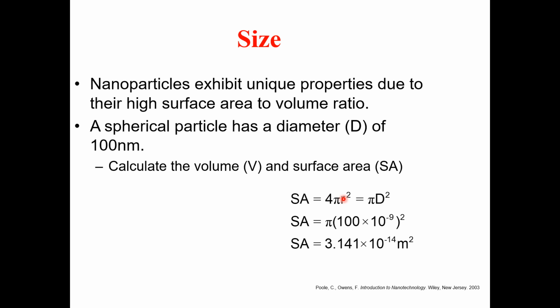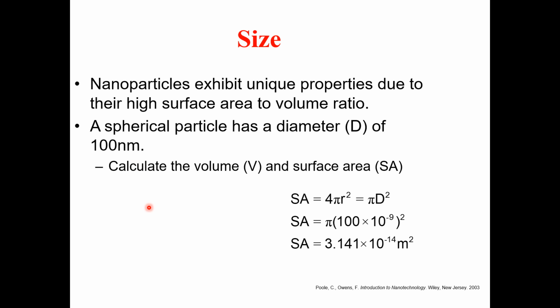Once you put in the values, using the relation between the radius and diameter, you get the relation pi d squared. So you put in the value for the diameter, which is this much, do the calculation, and find the surface area equal to 3.141 times 10 raised to the power minus 14 meter squared. This is the surface area for spherical particles with a diameter of 100 nanometers.